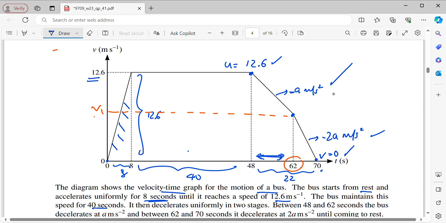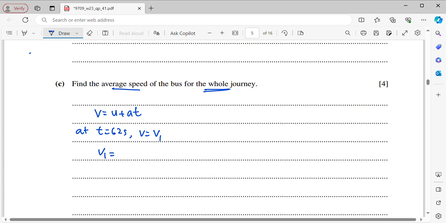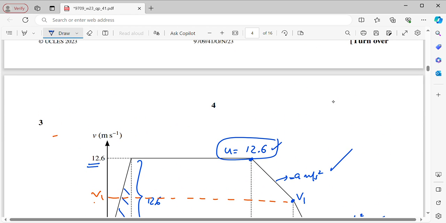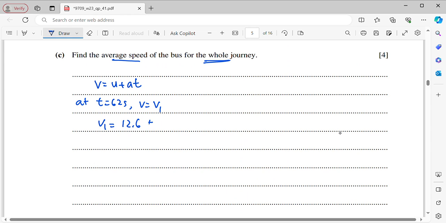I just consider this distance, this time, alright? So my U is 12.6. This is my V1. So here U is 12.6, and my A I already found just now. My A is 0.42, but based on the diagram, the acceleration is negative. That means it's going to be negative 0.42. So here I will write plus negative 0.42, and then the time spent.